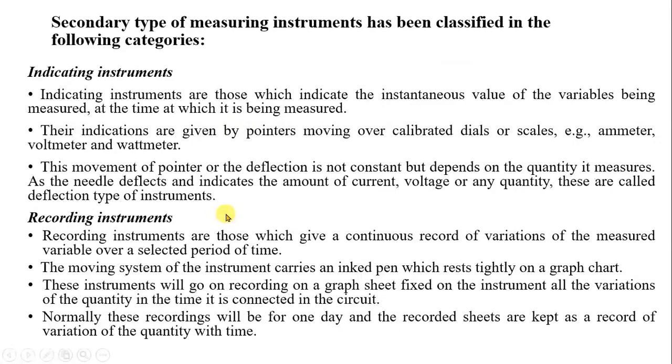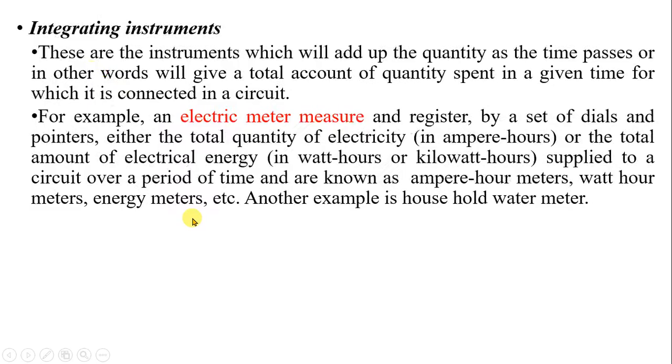So the first one is the indicating instrument, the second is the recording instrument, and the third is the integrating instrument. These are the instruments which will add up the quantity as time passes, or in other words will give a total account of the quantity spent in a given time in a connected circuit. It will also measure and indicate, and it will also sum up the quantity or variable that is being measured.